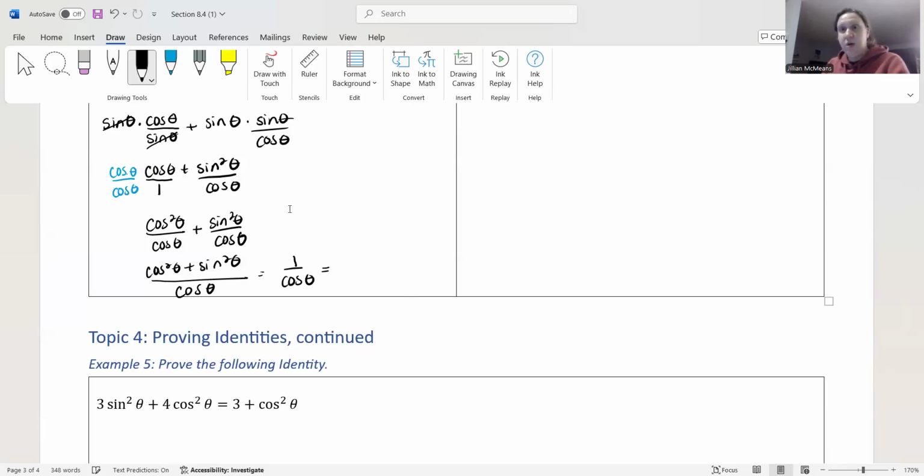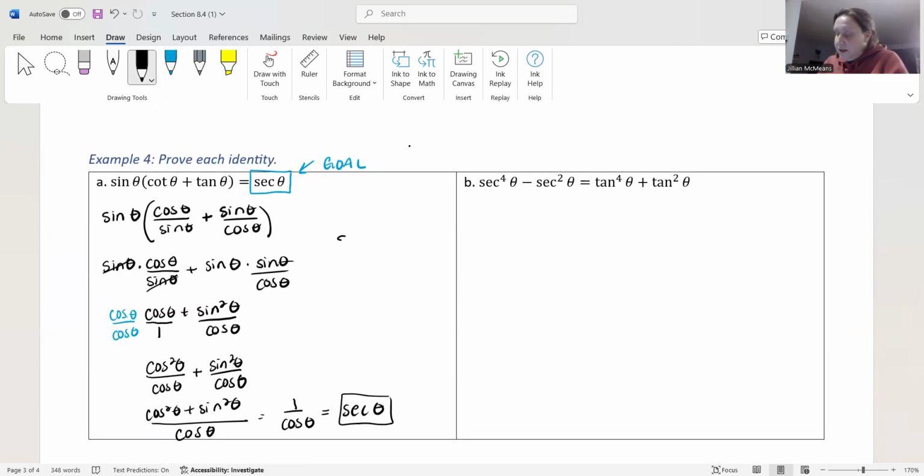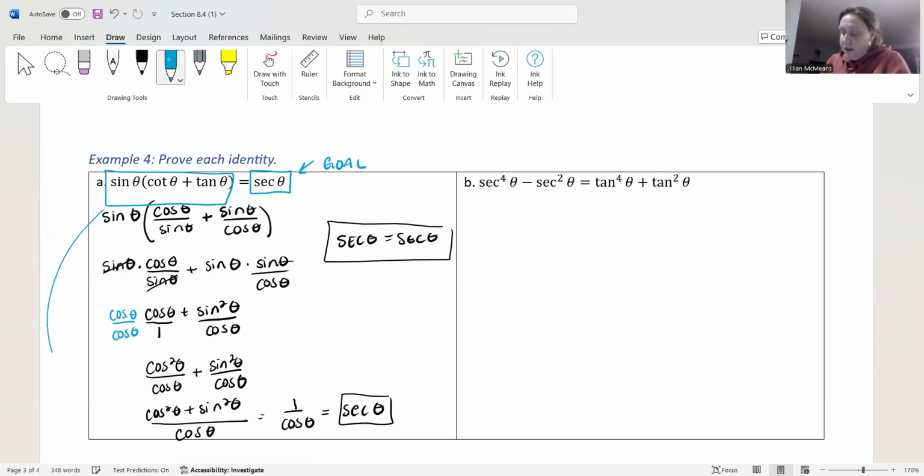And what is 1 over cosine theta? Remember your reciprocal identities. 1 over cosine is equal to secant theta. And there you have it. Okay. So I want to make sure we write it really, really clear. We get secant theta equals secant theta, and that is our ultimate goal. So we were able to prove that this wacky left-hand side really did equal just secant theta. It took some work, but we were able to do it.